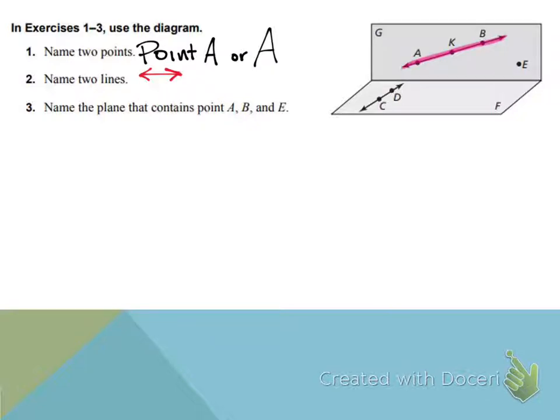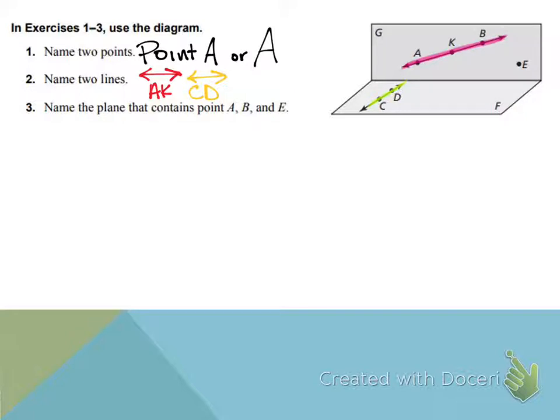Draw a line with arrows, and then how many points go under it? 2. Okay, so name 2 points on this line. AK, you could say AB, you could say BK. It does not matter. What about for the second line? Because it says name 2 lines. There's only 2. So how would I want to name this line? CD, and then the same idea. Could I use the word line to name this line? No. I still can't. It does not have a lowercase letter.